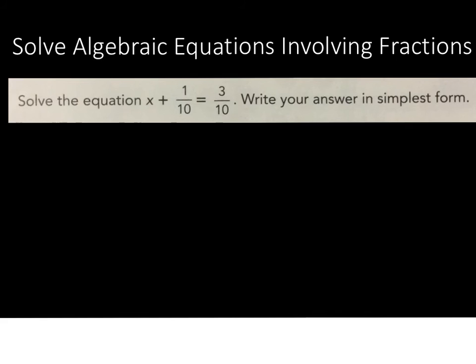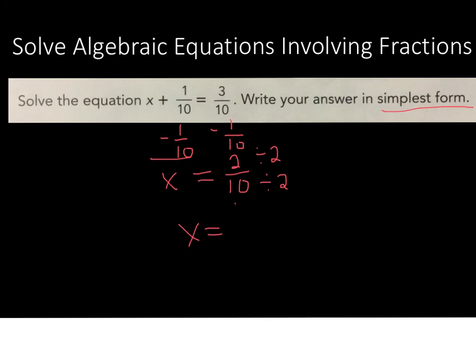Alright, now it says solve the equation x plus 1/10 equals 3/10. Write your answer in simplest form. So guys, this one works the exact same way. Since I'm adding 1/10 to x, if I take away 1/10 here, then that gives me x by itself. And if I do 3/10 minus 1/10, well, that's 2/10. Okay, but they want it in simplest form. So what I would do is divide by a common factor of 2, and I would say x is equal to 1/5.